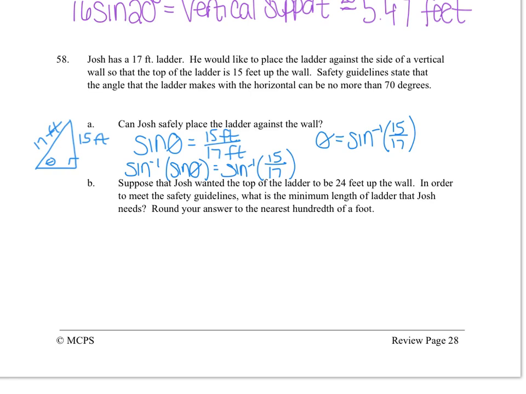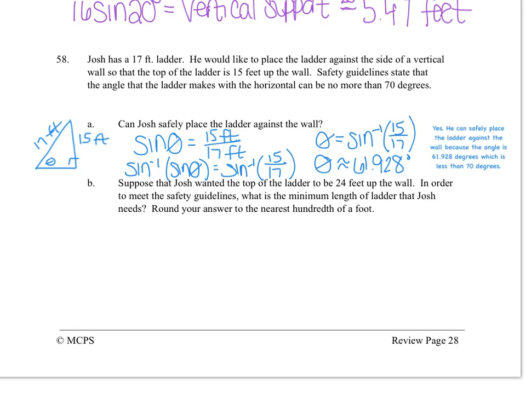We can use our calculator. The inverse sine is when you press second sine on your calculator. And we're going to get theta is approximately 61.928 degrees. So yes, Josh can safely place the ladder against the wall because the angle is 61.928 degrees, which is less than 70 degrees.